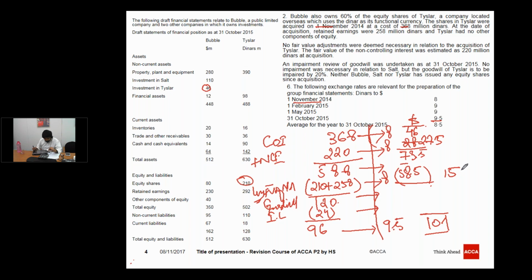When we convert the impairment loss, the date of the impairment loss is 31st October, and the impairment loss is an item that should be charged in the income statement. So the conversion rate for the impairment loss should be 8.5. So we take 8.5 for this impairment. 24 divided by 8.5, we get the value of 2.8.